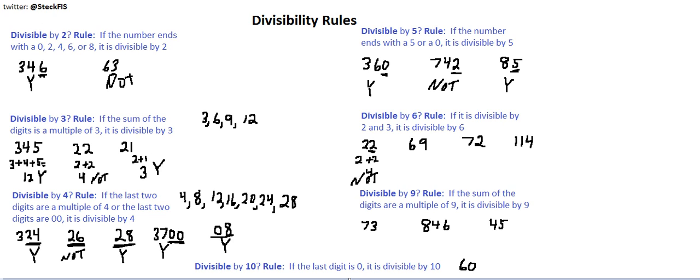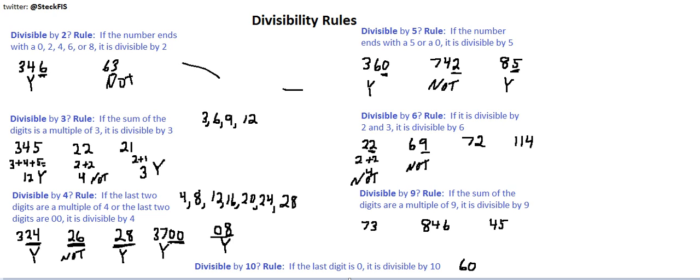Let's look at this next one. We're going to start with the 2 rule. We're going to underline the last digit. Is the last digit a 0, a 2, a 4, a 6, or an 8? No, it is not one of those. So without even looking at the 3 rule, we know that it is not divisible.